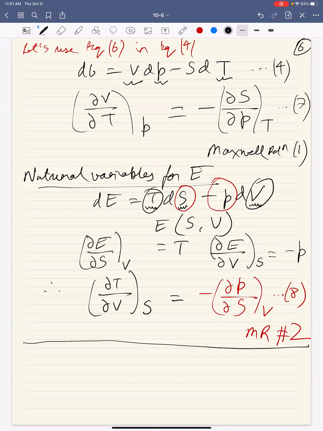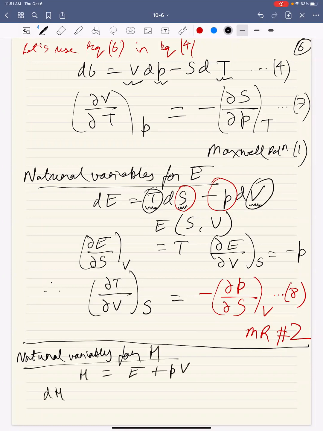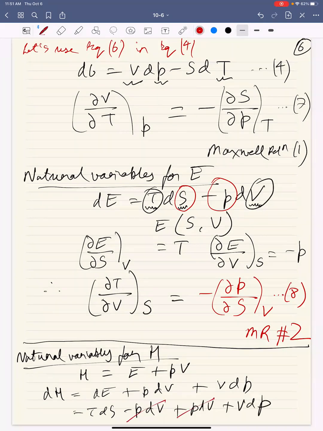So we did E, we did G. Which one should we do next? Which one do we have left? A and H. Let's do H. What was the definition for H? E plus PV, right? So let's start. dH is equal to dE plus PdV plus VdP. What is dE? TdS minus PdV, plus PdV plus VdP. You cancel minus PdV plus PdV, and you're left with dH is equal to TdS plus VdP.